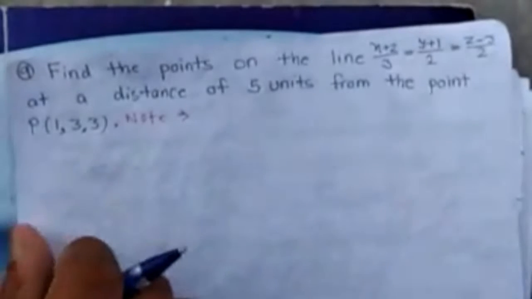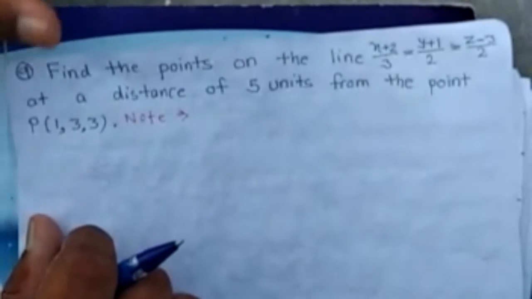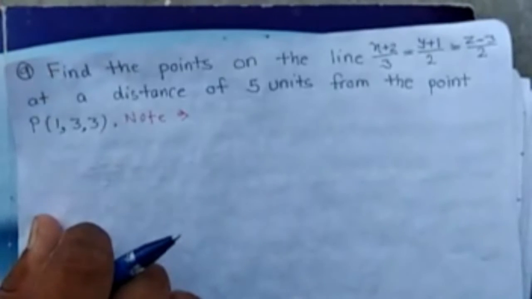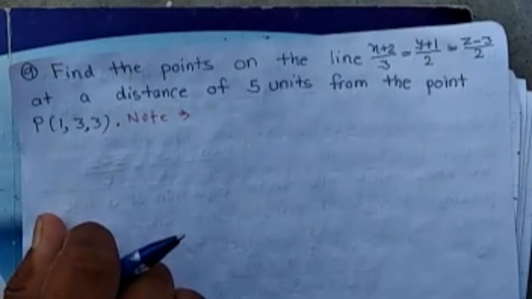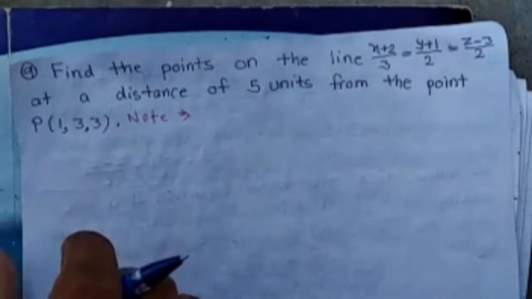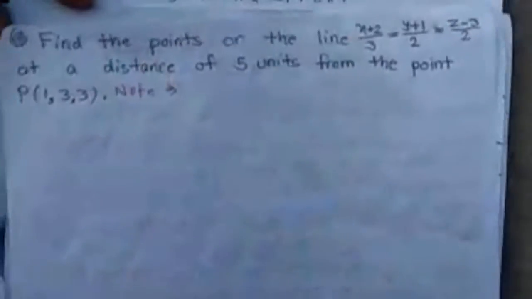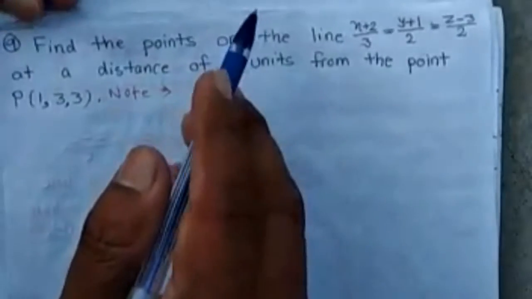Now, question number 9. Find the points on the line x plus 2 upon 3, y plus 1 upon 2 equal z minus 3 upon 2, at a distance of 5 units from the point 1, 3, 3. We know that the formula for any point on the line is in the form x1 plus a lambda, comma, y1 plus b lambda, comma, z1 plus c lambda.